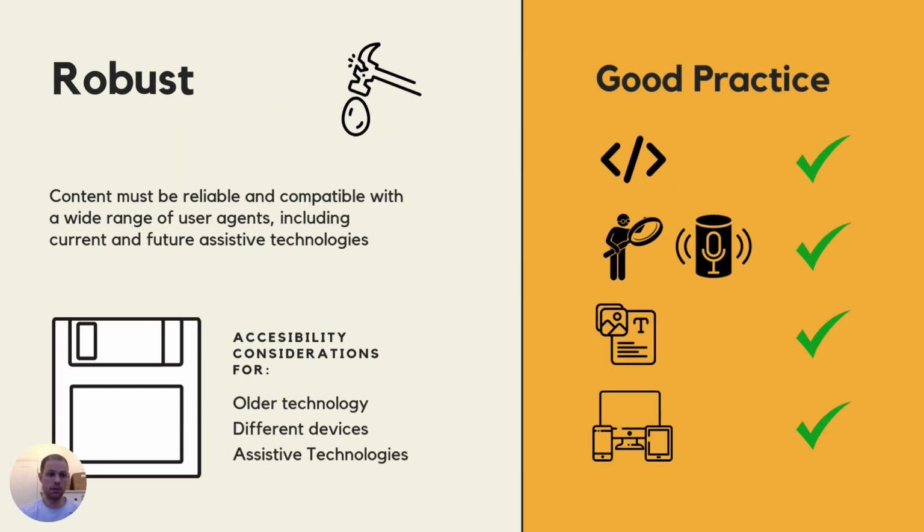The final principle I want to talk about is that content should be robust. What does that mean? Well, that means that it should be reliable and compatible with a wide range of user agents. We'll come on to what those are in a moment, including current and future assistive technologies. So there might be users out there using older tech. They might be accessing your content through a variety of devices, and they might be using assistive technologies to interact with the content.